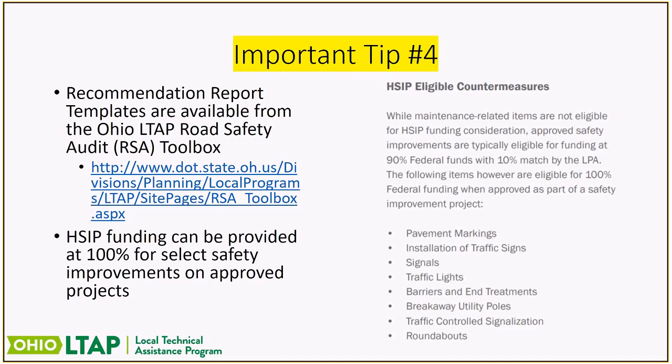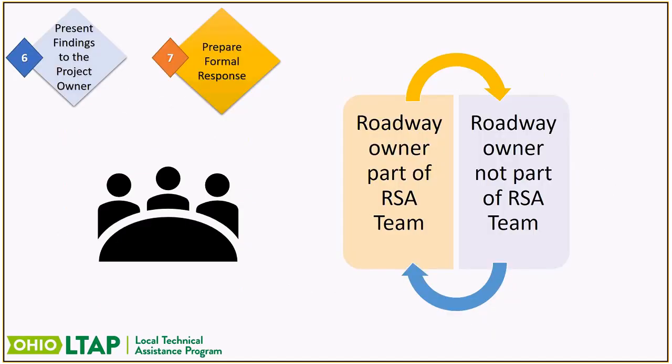So, important tip number 4, just to break things up a little bit: there are recommendation report templates out on the toolbox. You do not have to reinvent the wheel. There are also things you can ask for in your recommendation report that are going to get 100% funding from HSIP funds. If you look on the right-hand side of your screen, you're going to see pavement markings, traffic signs. Those items are listed there. So definitely take that list into consideration and share it with your team, because they can help you make the determination of what they want to do short, medium, and long term on the recommendations.